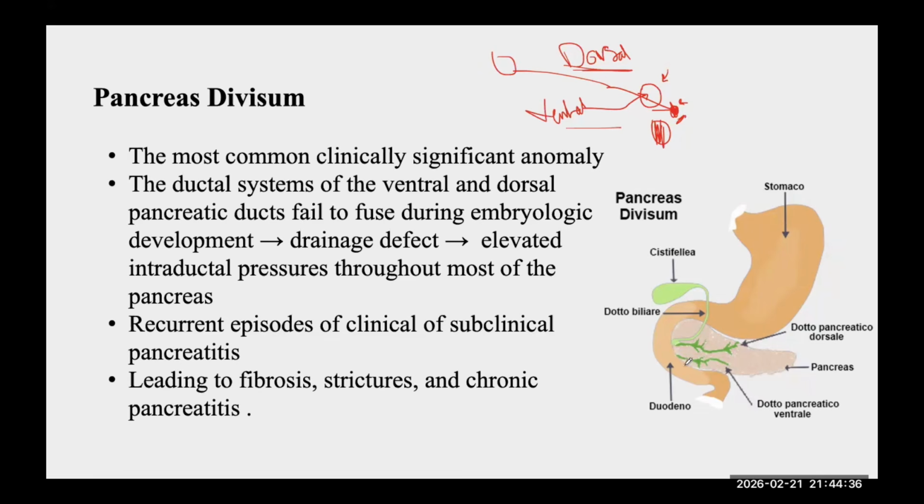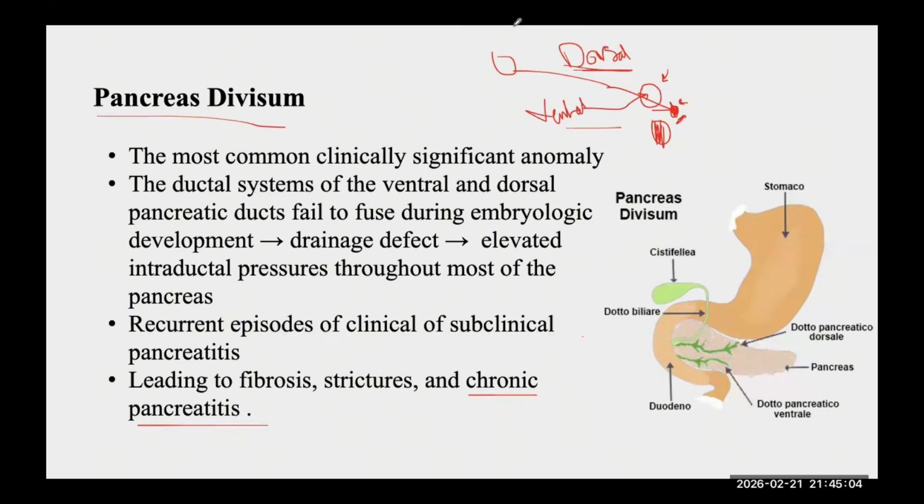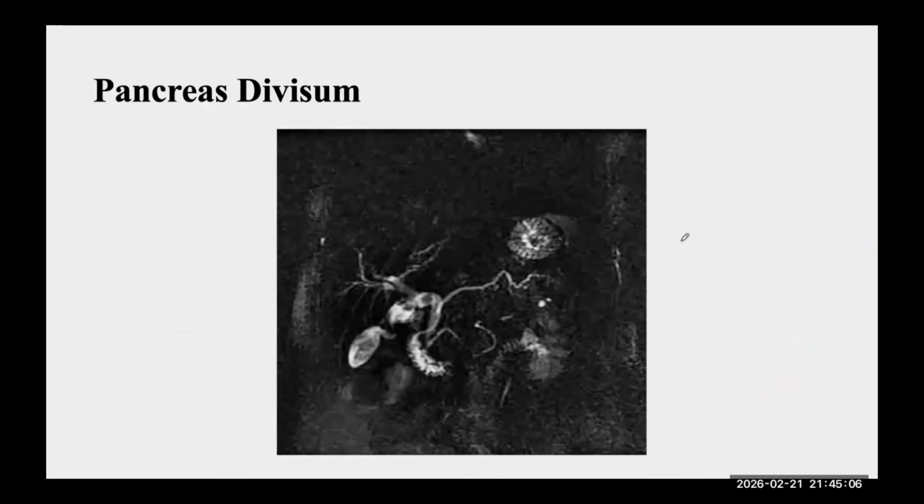So most of the pancreatic secretions start to build up, and this can cause repetitive pancreatitis. Over time, the repetitive inflammation can cause fibrosis, strictures, and even progress to chronic pancreatitis. So that's why this condition is important to understand, because this can cause repetitive inflammation of the pancreas or repeated pancreatitis. And this is just a picture to show you the pancreas divisum. I don't think they will ask you to diagnose from image only, but I added it for you because it was in one of your clinical lectures, so just so you can see it.